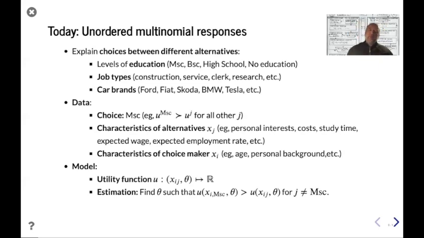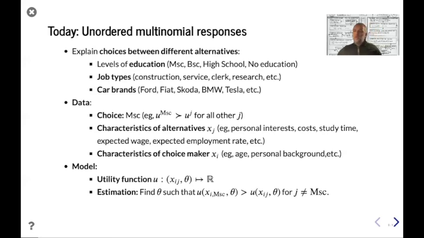And what would those be? They would be characteristics of the alternatives, and characteristics of the decision maker. Different people make different choices. That's why we are essentially trying to control for different decision makers. So this could be age, personal background, parental education, and the distance to university, things that vary with the individual. Then there will be characteristics of the alternatives. So this could be, what is your personal interest? You're going to study something that interests you, and there could be cost of different studies that varies across the different educations.